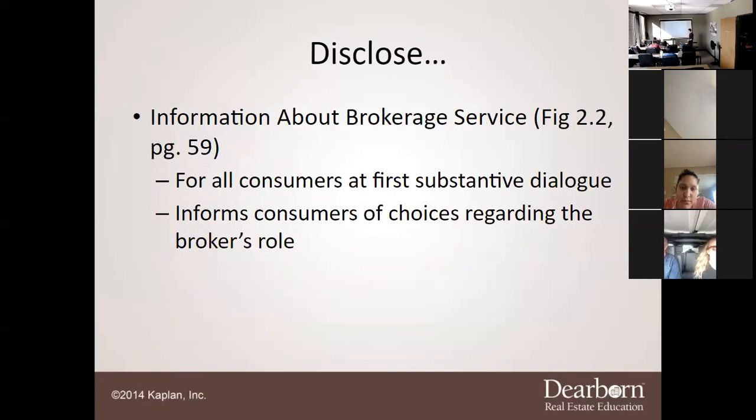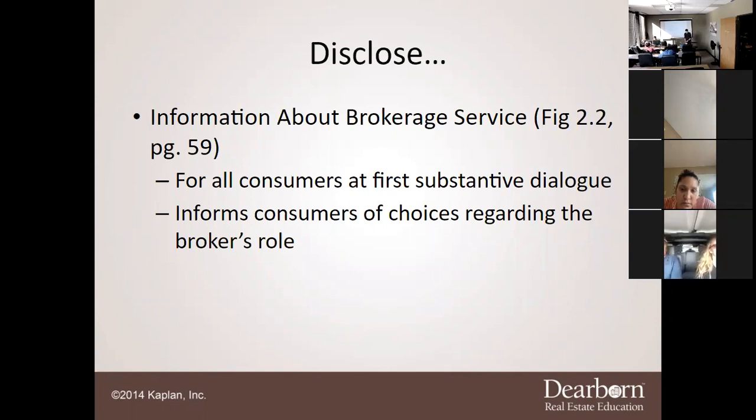All right, and the information about brokerage services form, the IABS. I'm probably sick of hearing about this form by now, but we are going over it again. So enjoy. Wyatt, is this an important form? I figure it's important. You figure right, it is important.